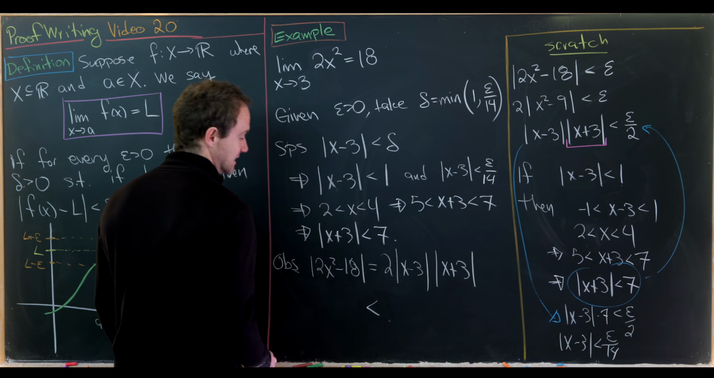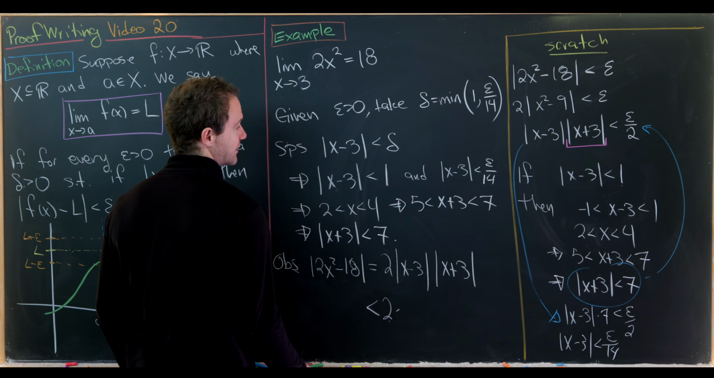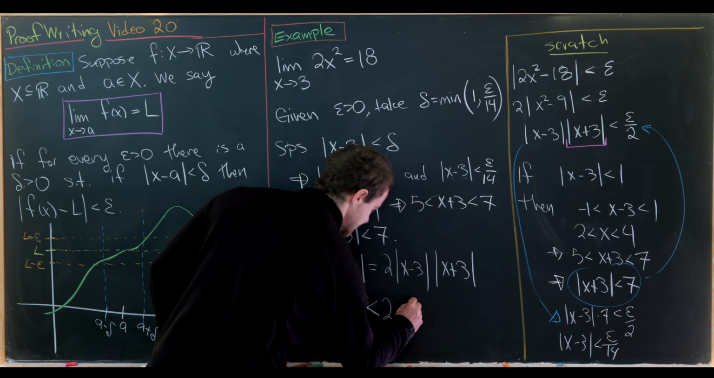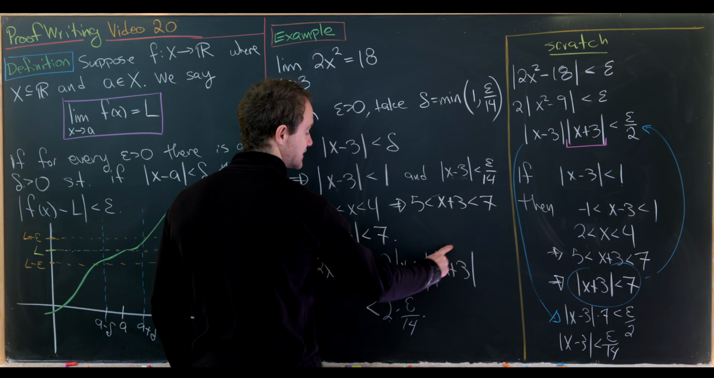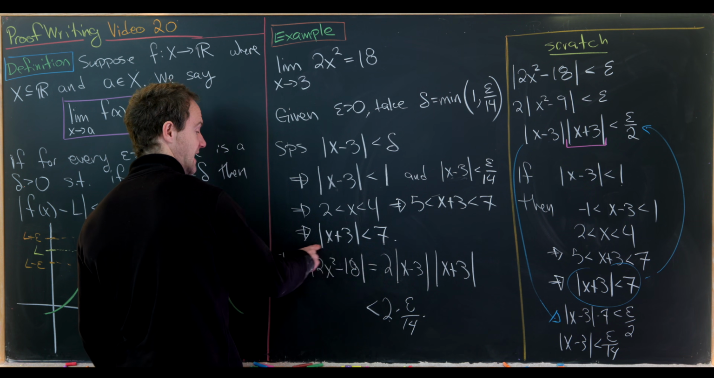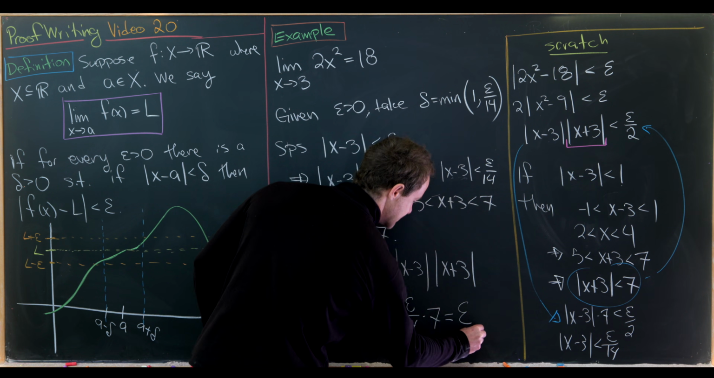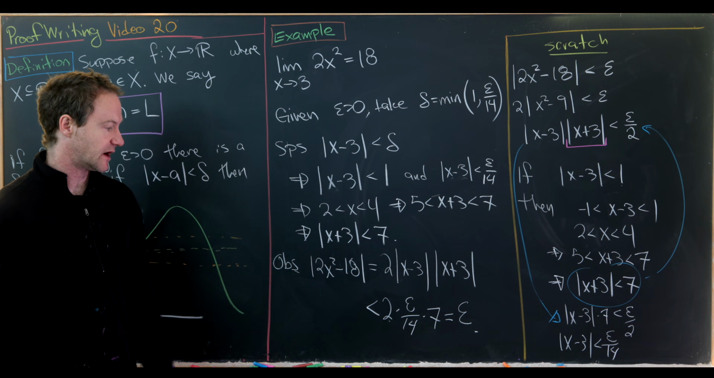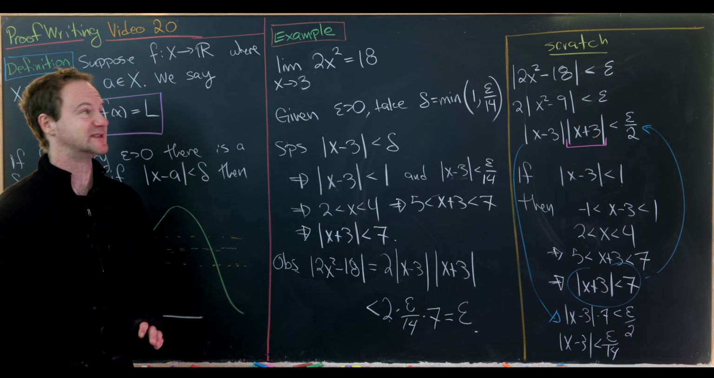So now this is less than 2 times, so we already determined that absolute value of x minus 3 is less than epsilon over 14, so I can put an epsilon over 14 here. And then we know absolute value of x plus 3 is less than 7 from this line here, so times 7 here, but that all turns into epsilon. So in the end, we have absolute value of 2x squared minus 18 is less than epsilon, which was needed.